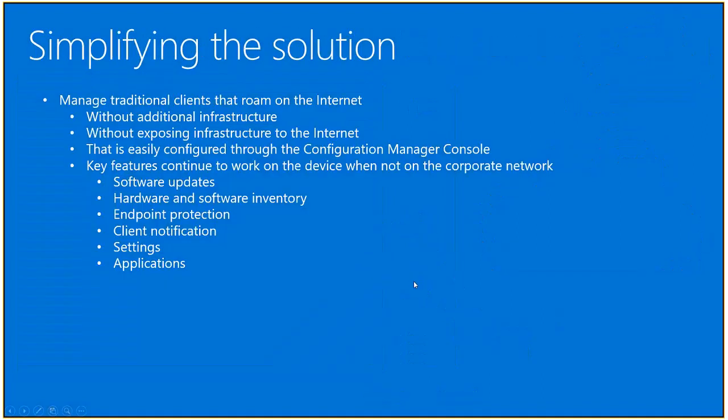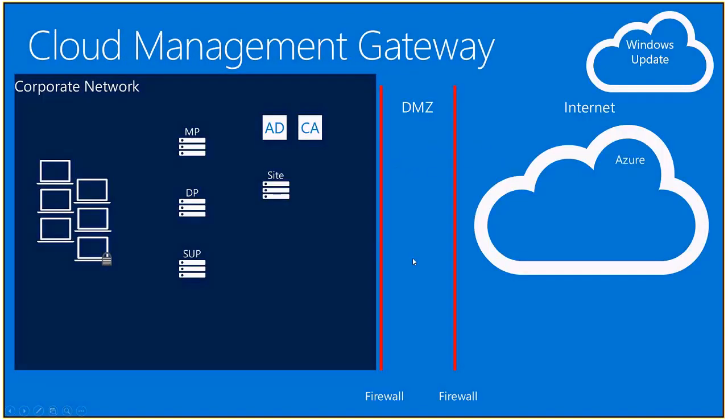So the idea behind the more recent solutions is to simplify that, to not require additional infrastructure for roaming systems out to the internet and not having to expose internally that infrastructure to the internet. We want something that's easily configurable, essentially in that Config Manager console, keeping it in that single pane of glass. And we want to make sure that a lot of the key functionality and core functionality of SCCM is still in place. And so that's why they introduced a new feature called the Cloud Management Gateway.